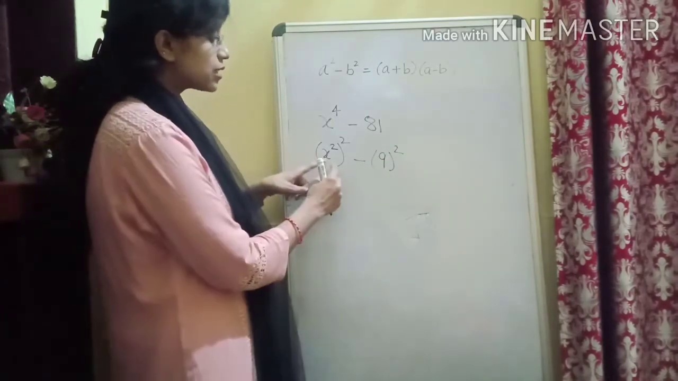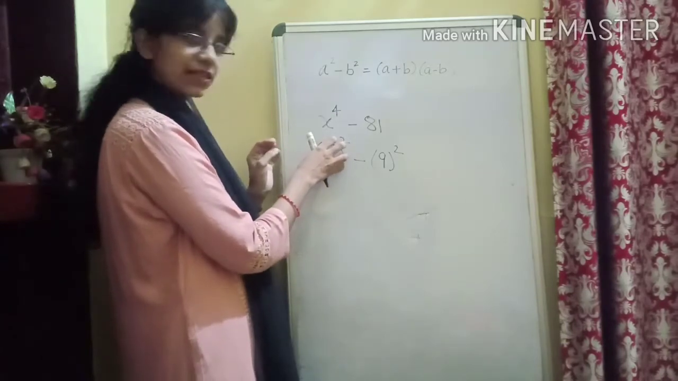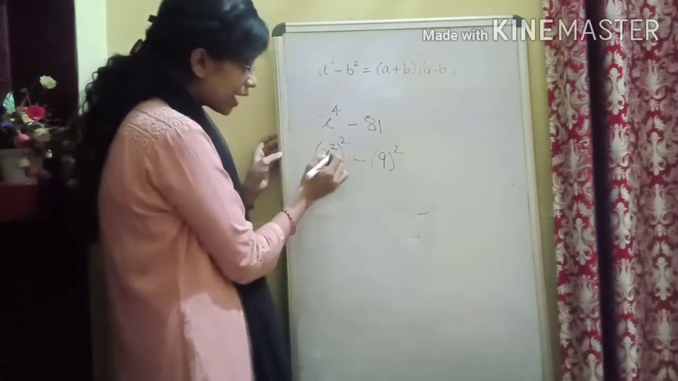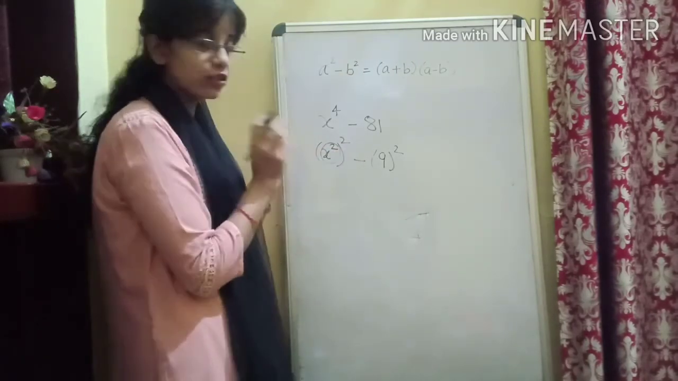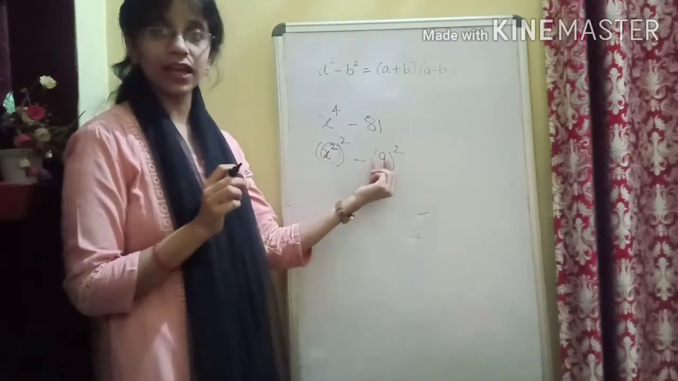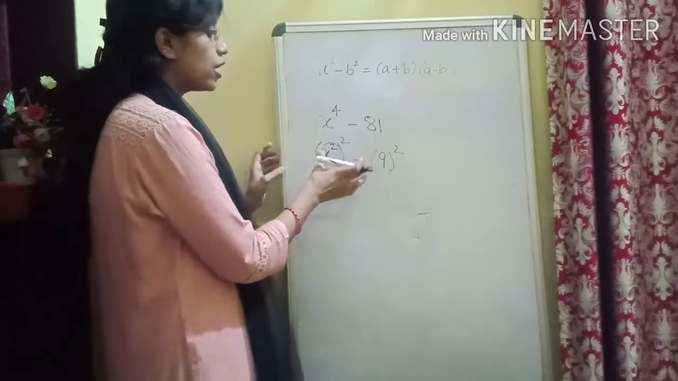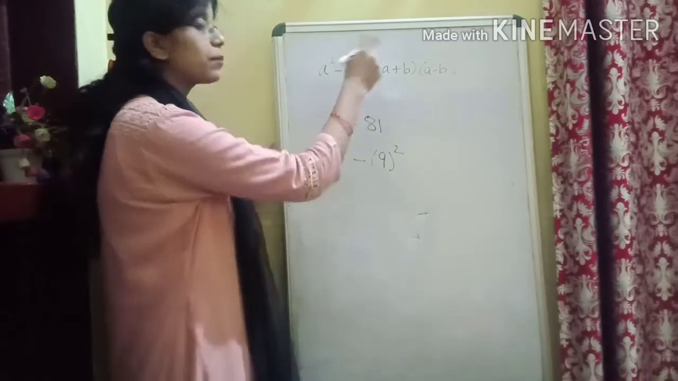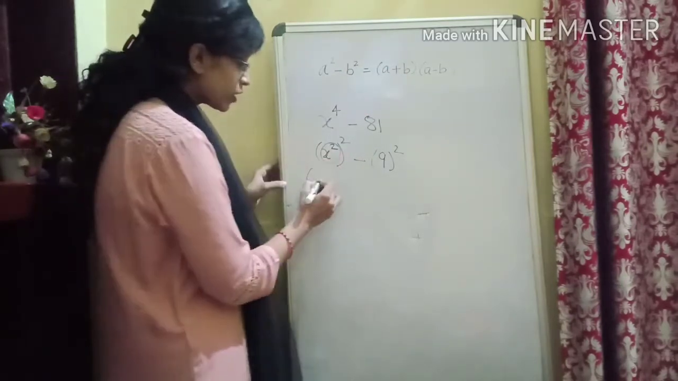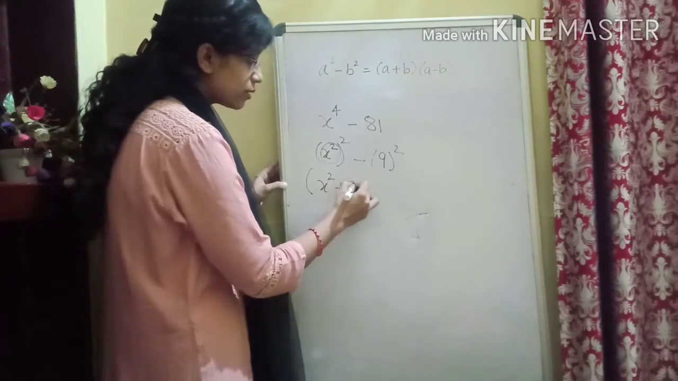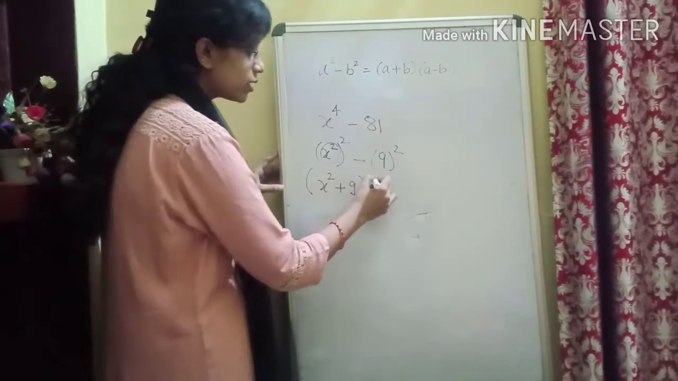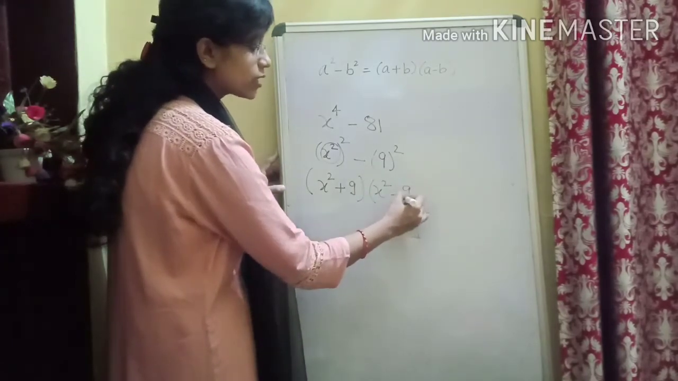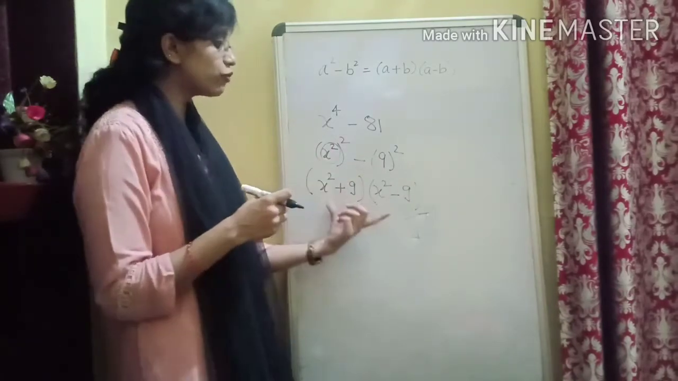Now if you see, this is similar to the identity a square minus b square, where your a is x square. Whatever is there in the bracket, that is your a. So your a is x square and your b is 9. When you compare, I think you are getting the values. Now according to the identity, a square minus b square, we can write in one bracket a plus b. What is your a? x square. So that is x square plus b, which is 9. Another bracket a minus b. What is your a? x square minus b. What is your b? It is 9. Is it clear? That's how we have factorized it.